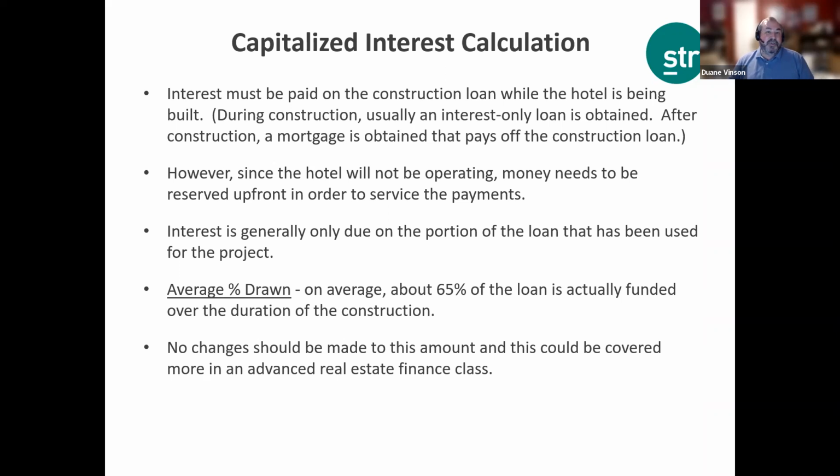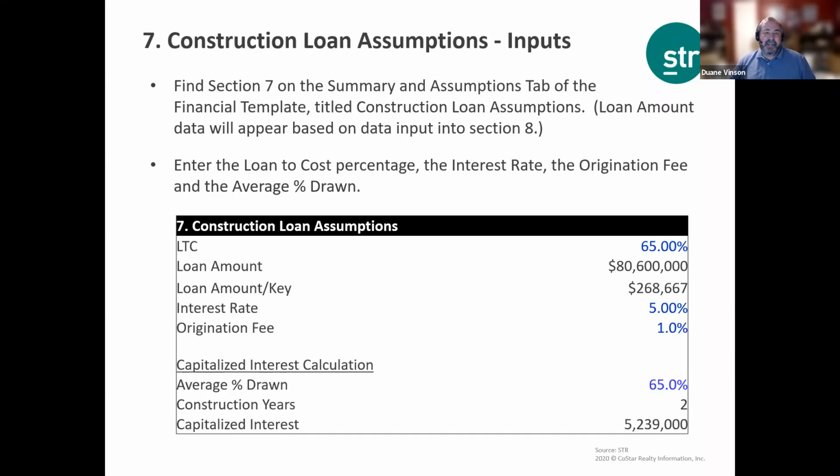Interest is generally only due on the portion of the loan that has been used for the project. The average percent drawn: on average, about 65% of the loan is actually funded over the duration of the construction. No changes should be made to this amount. This could be covered again in a more advanced real estate finance class. So box 7 here, construction loan assumptions. We want to find that section, that box in our template. We want to enter the loan to cost percentage, the interest rate, the origination fee, and the average percent drawn.